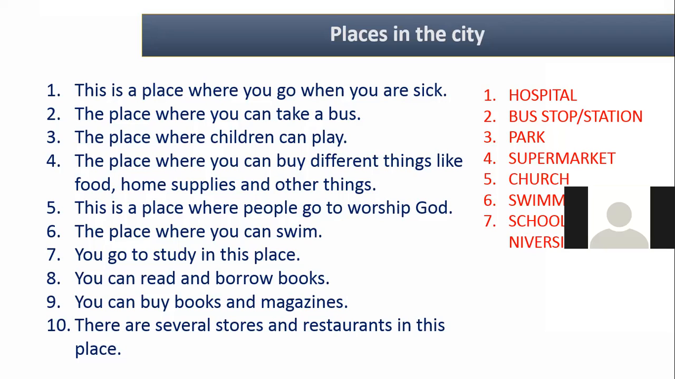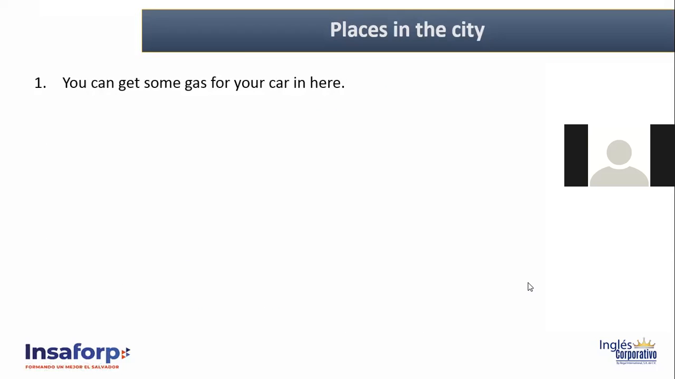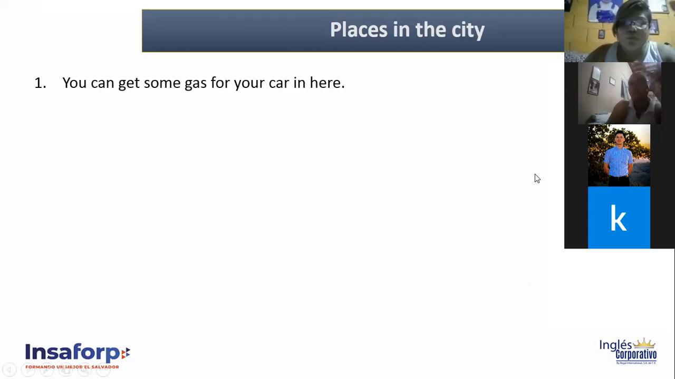Okay, number 8, library. Bookstore. Mall. Okay, next. You can get some gas for your car in here. Gas station. Give me examples of gas stations. Texaco. Puma. Shell. Uno. DLC. Thank you so much.